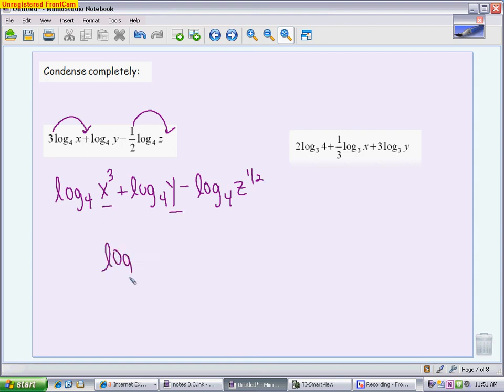So you're going to have log base 4 of x cubed y minus log base 4 of z to the 1/2.